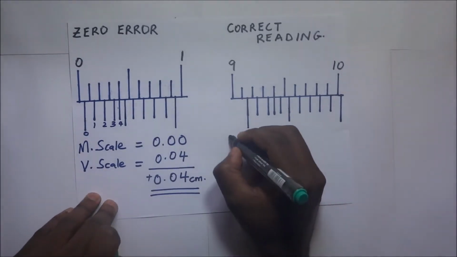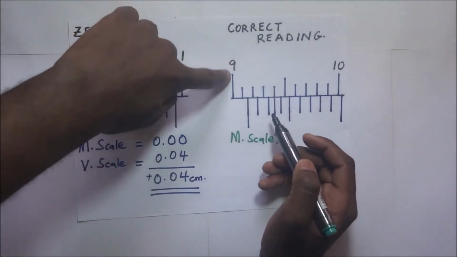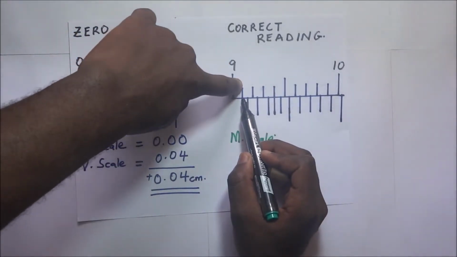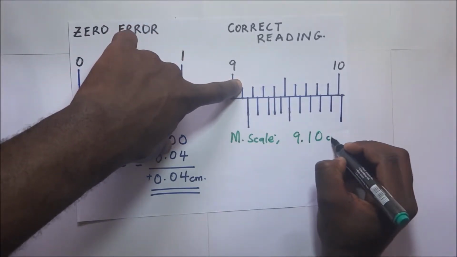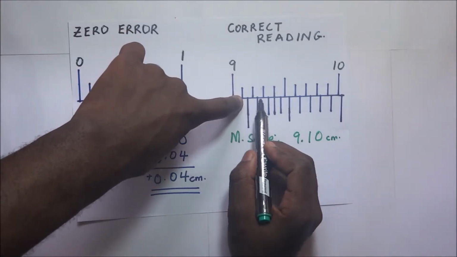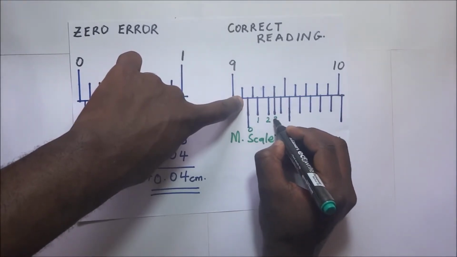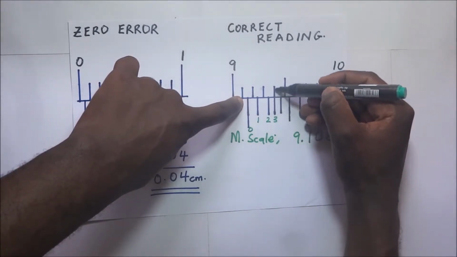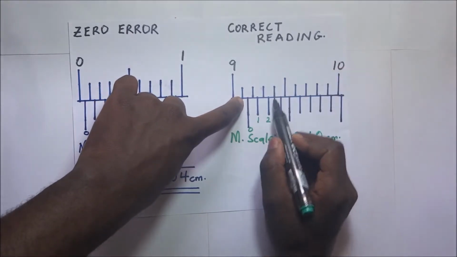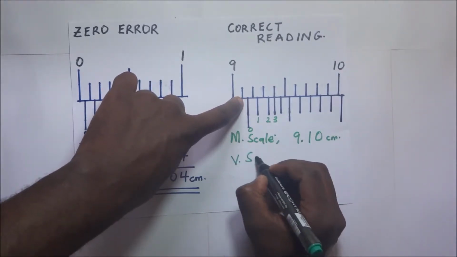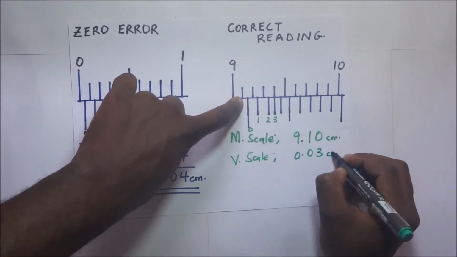Now let's take the correct reading. In taking the correct reading, we shall first read the main scale. Like I said earlier, it's going to be 9.1 something, so it's going to be 9.10 centimeters. Then from here we are going to count up to where the first, this is 0, 1, 2, 3. It is the third graduation that is first coinciding with the upper graduation. So it's going to be 3. So it means that the vernier scale reading is going to be 0.03 centimeters.